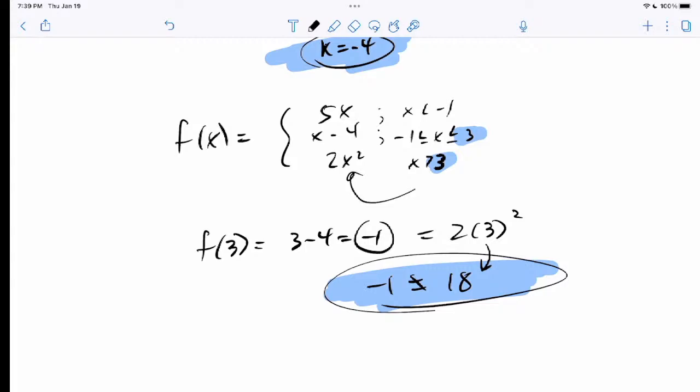And I had mentioned I can see number 15 says greatest integer function. That will not be on the exam. You do not have to worry about the greatest integer function.